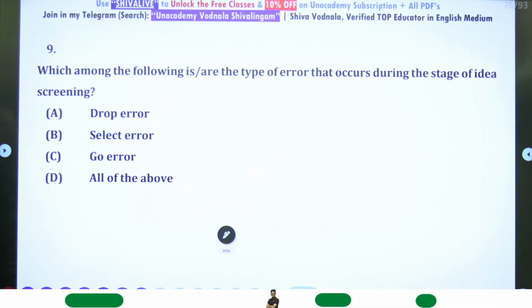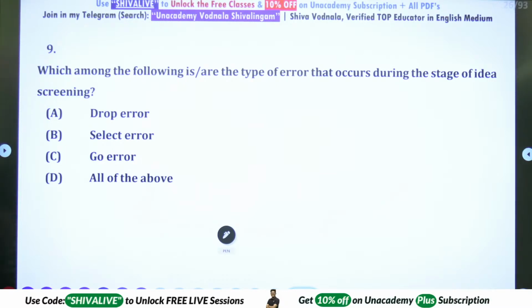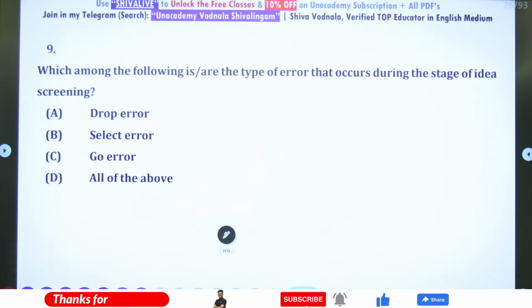Which among the following are the types of errors that occur during the stage of idea screening? Drop error, select error, go error, all of the above.